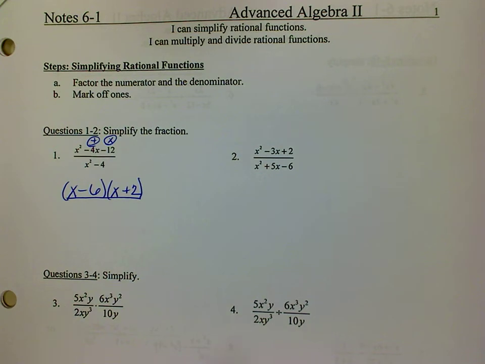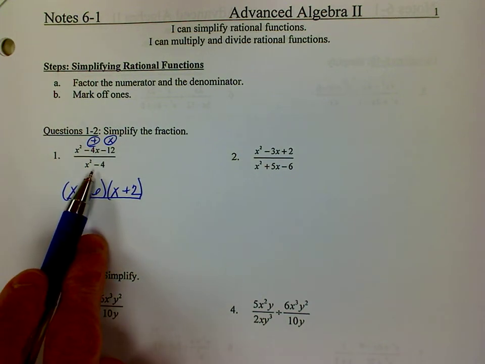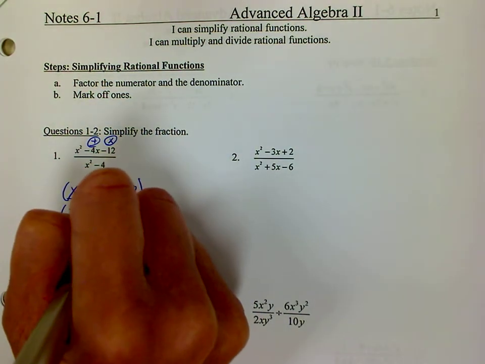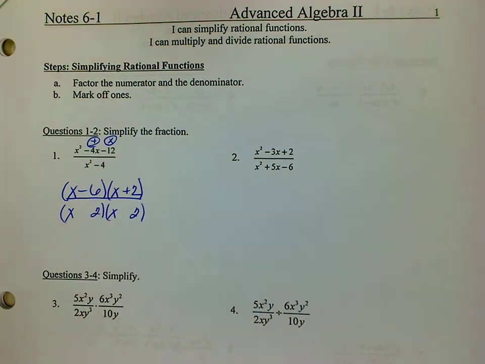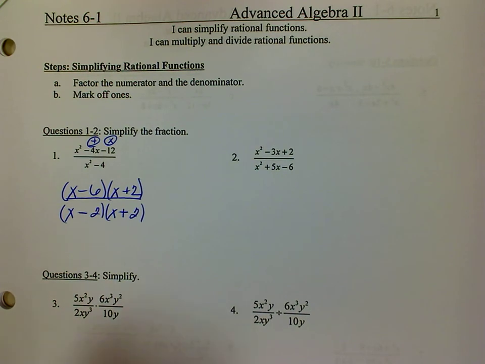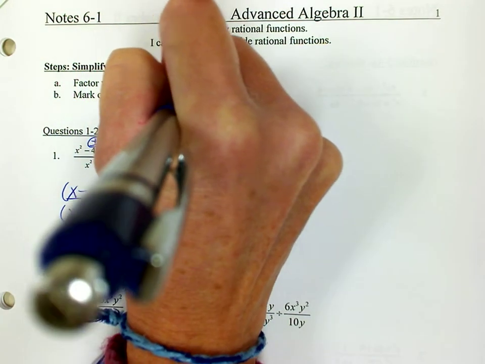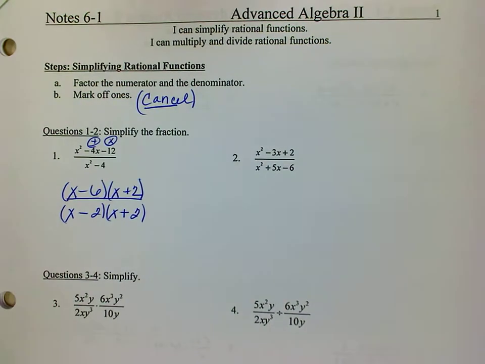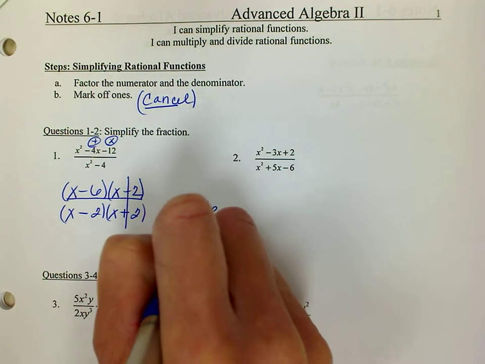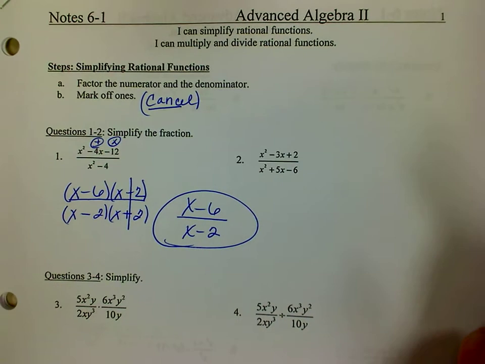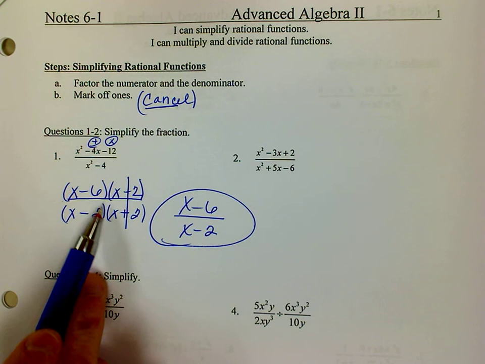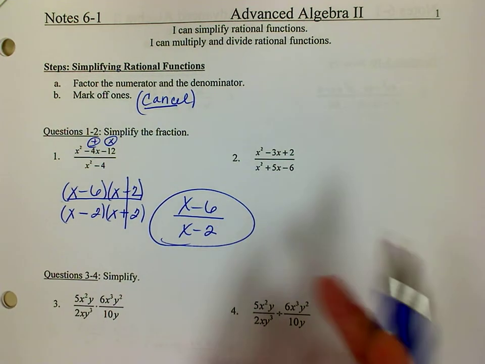That's the numerator. Down here I have a difference of perfect squares. So that's going to be x and x, 2 and 2, and the signs are going to be different. Now we are going to mark off ones, which just means you cancel. So these two things cancel out, and we are left with x minus 6 divided by x minus 2. You are not allowed to cancel these x's out because they are grouped together. They are a package deal. So this is my final answer.